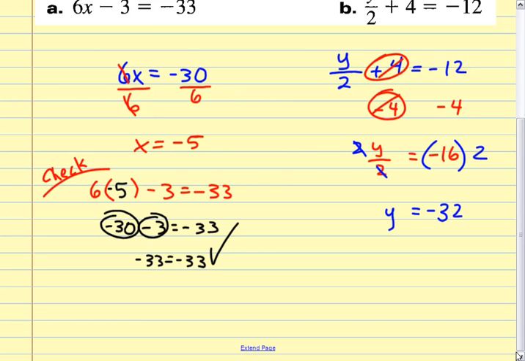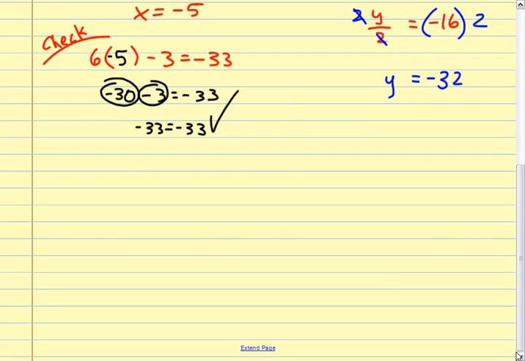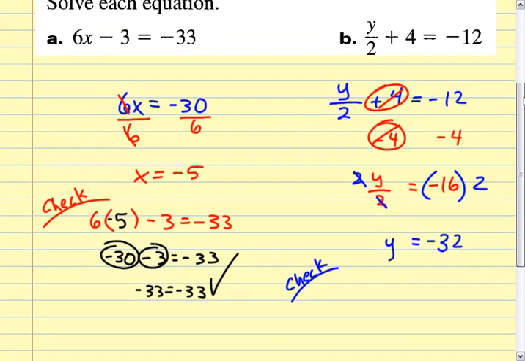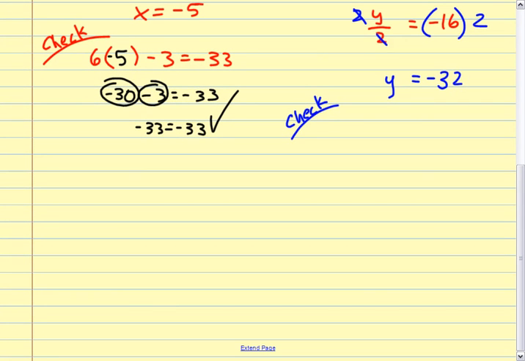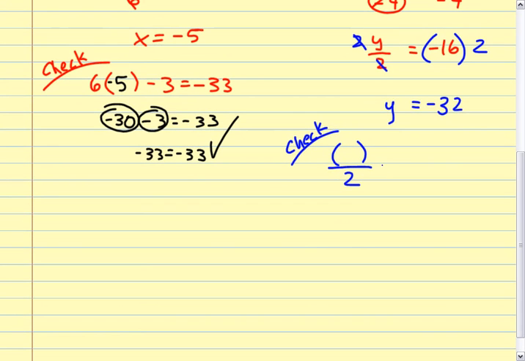Okay? It did not say check, but I'm going to check. I just want to see if I got it right. Okay? So I'm going to scoot down here just a bit. I'll write check right here. I need to go back and look at my equation to see what it was. Y divided by 2 plus 4 equals negative 12. I'm not going to write y, am I? I'm going to put parentheses. That's where I'm going to plug that stuff in. And I think, was it plus 4? Plus 4 is equal to negative 12. And I'm going to write negative 32 in here.